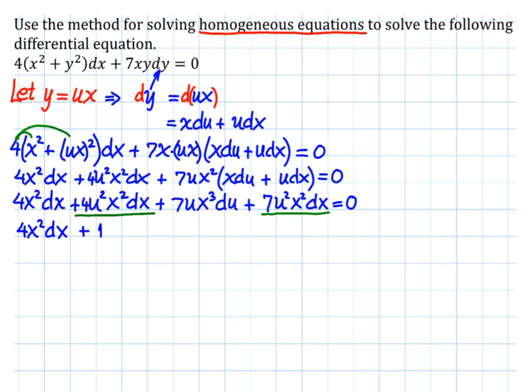So this is what we have: 4x squared dx plus 11u squared x squared dx plus 7ux cubed du equal to 0. Right. Before we determine if it is an exact equation, separable equation, or whatever it is, just simplify. All of them have x, more specifically, all of them have x squared. So we divide x squared on both sides.